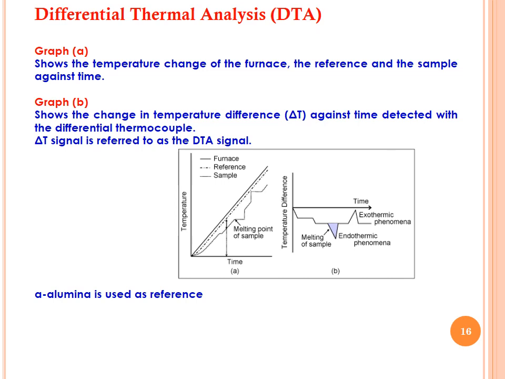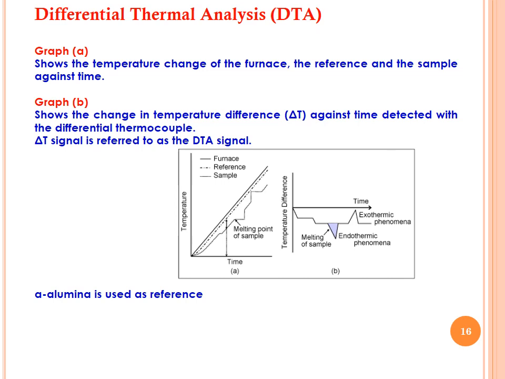the sample under observation. Graph B shows the change in temperature difference, delta T, against time detected with the differential thermocouple. The delta T signal is referred to as the DTA signal. That DTA signal gives us all the information about a particular sample under investigation. That signal is also called the thermogram. So in graph B, we have a melting of a sample, that is an endothermic phenomenon. And after some passage of time, it comes to a maxima, that is called the exothermic phenomenon. With the passage of time, we get a graph between temperature and the time.